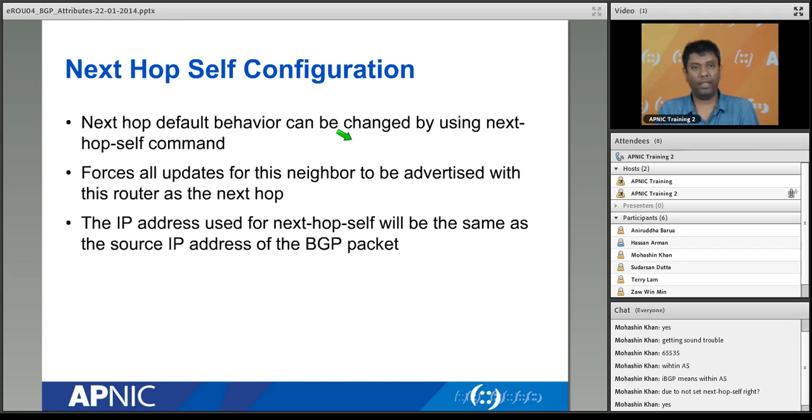So you don't need to do anything. eBGP will automatically change the next hop to the outgoing interface. But on your upstream side, when their perimeter router accepts the prefix, they must use next hop self as long as the prefix is within their network. Okay.